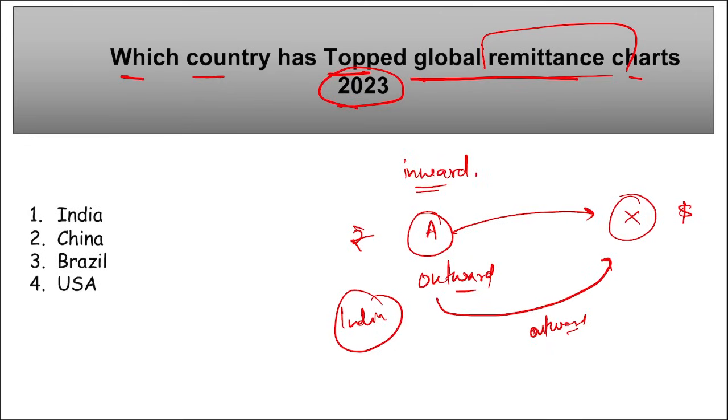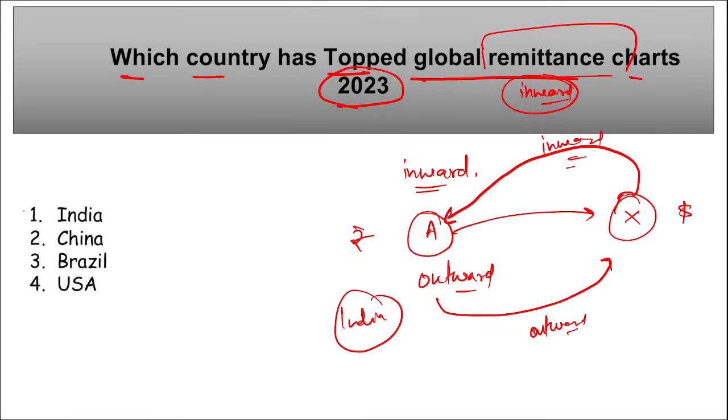What is inward remittance? Inward remittance is when person A starts earning in this X country, earning, say for example, dollars, and then converts that and sends it back to India. Now this is your inward remittance. So here a data was released and it states the inward remittance. To be precise, this global remittance chart is for inward remittance, that is the money that came to India from all those individuals who are working outside India.